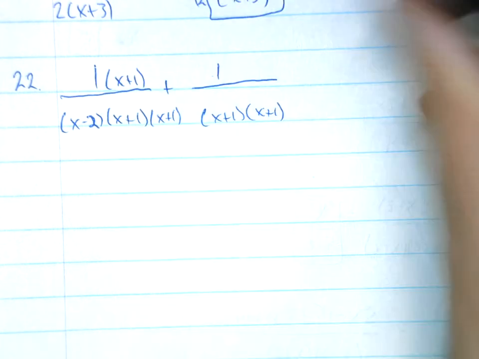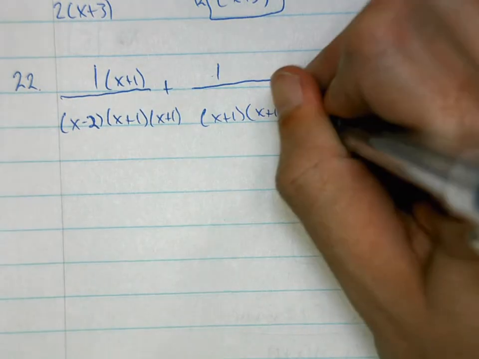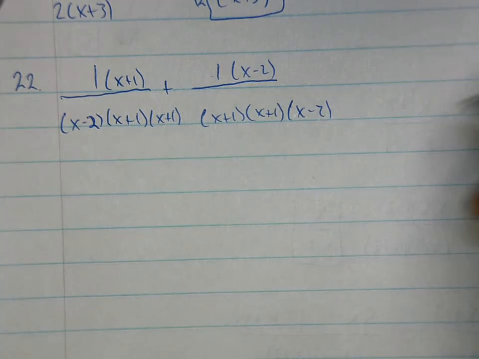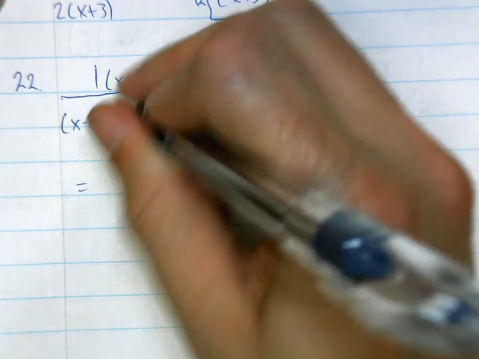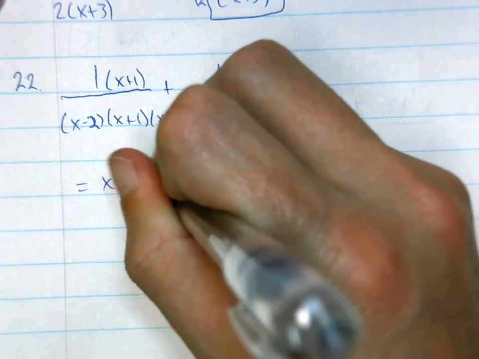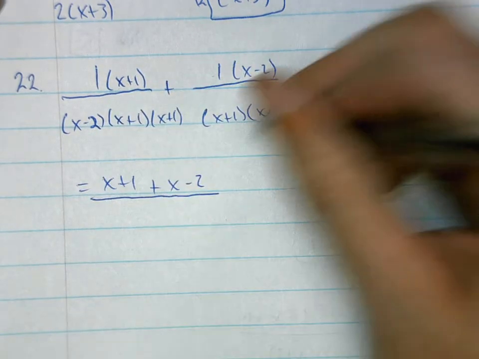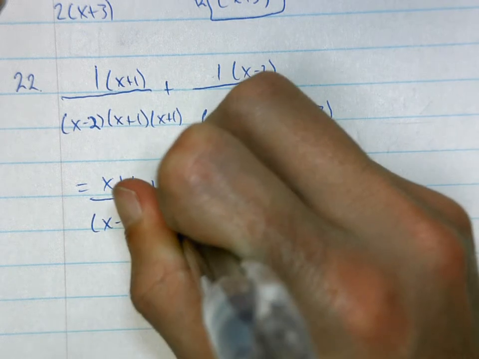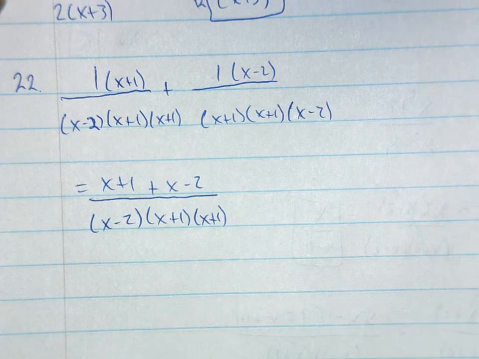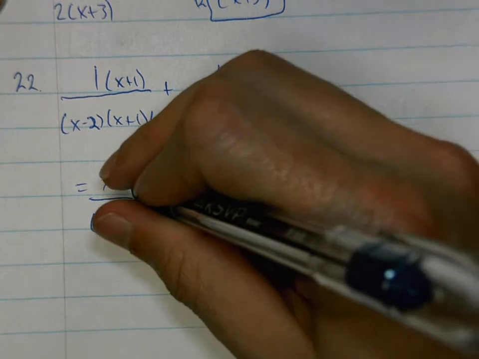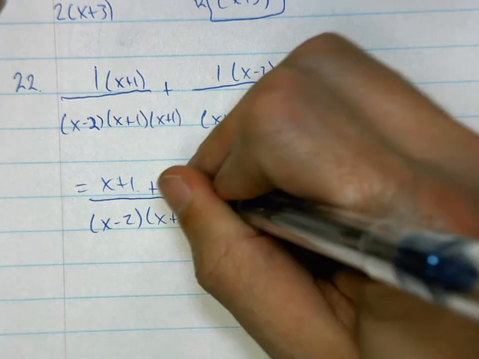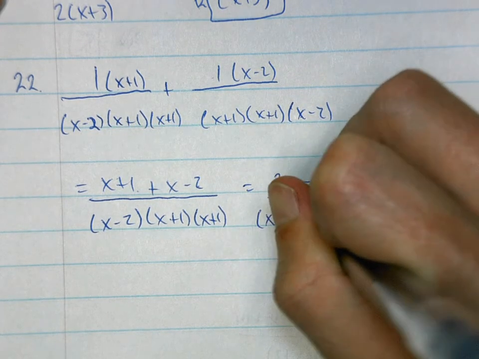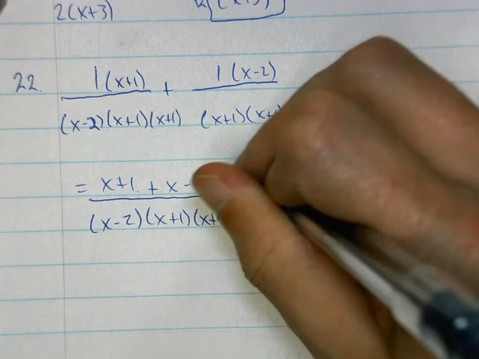On the right side, we're missing x minus 2, so multiply x minus 2 top and bottom. So we get x plus 1 plus x minus 2 all over all this junk. And combine like terms, x plus x is 2x, 1 minus 2 is negative 1, all over this stuff. Final answer.